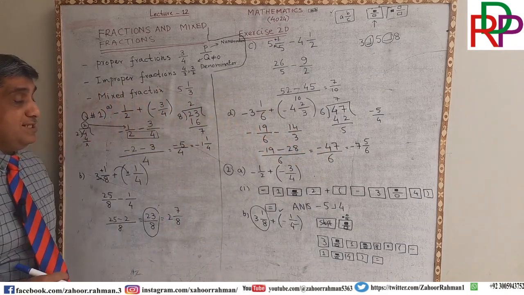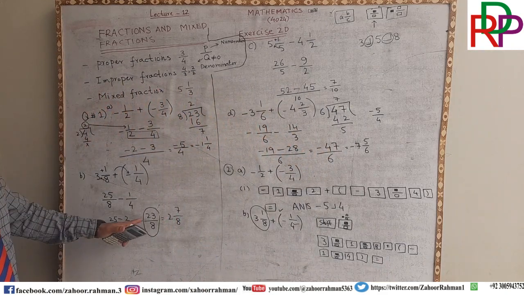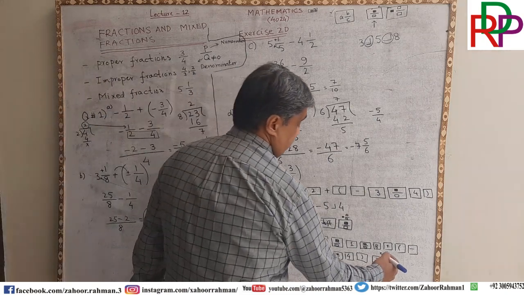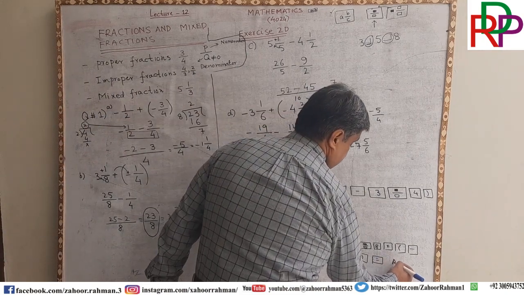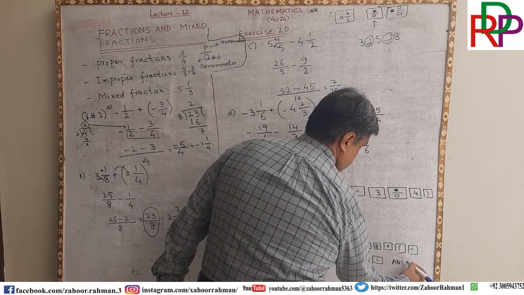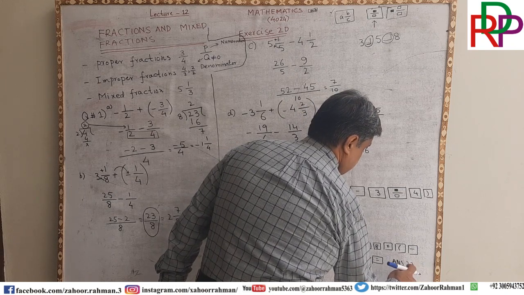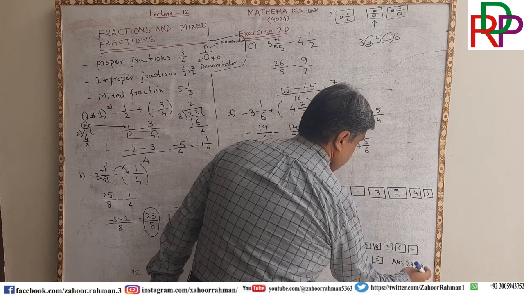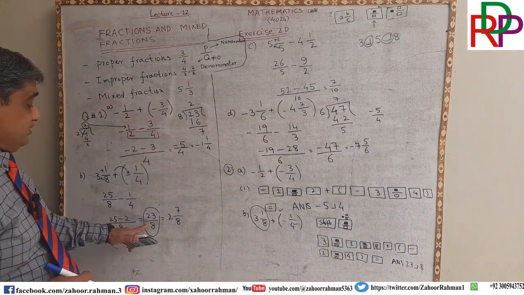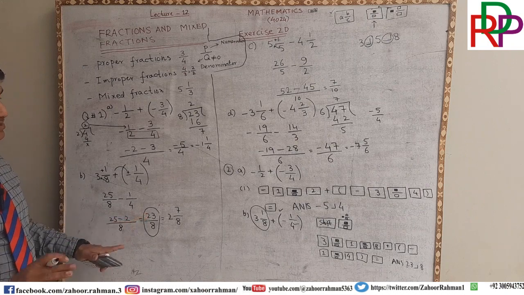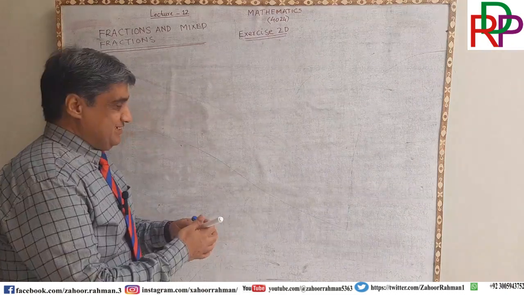So it means that you will get 23/8. The answer will be 23/8, like this. So it means this answer you are getting. If you are writing this answer, this is also correct.